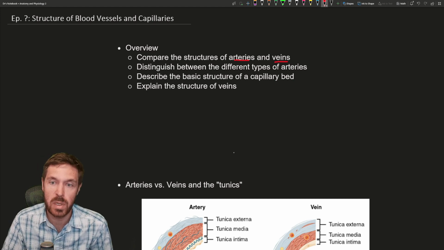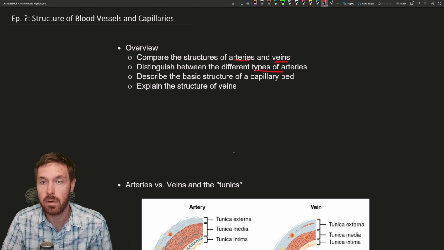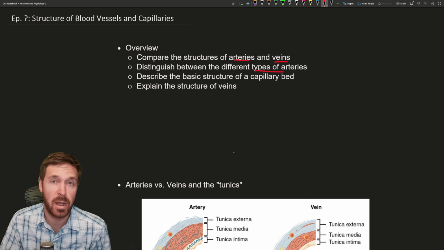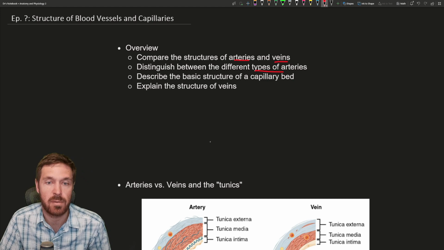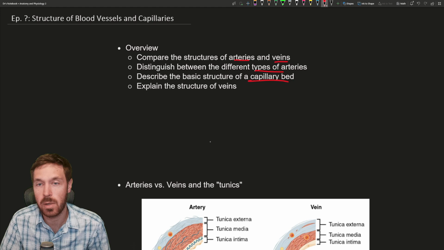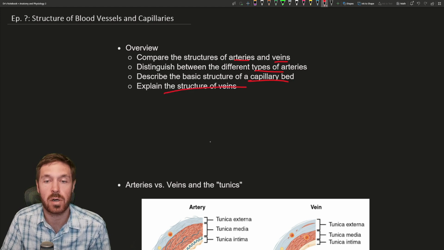Then we're going to distinguish between the different types of arteries. So it's not just a plain old artery and they're not all the same. So we're going to look at those different types of arteries. Then we're going to describe the basic structure of a capillary bed. So we're going to look at capillary beds. There are three types of capillaries. And then we'll do a general overview of the capillaries and how they work. And then we'll look at the structure of veins. So kind of working our way through the system.